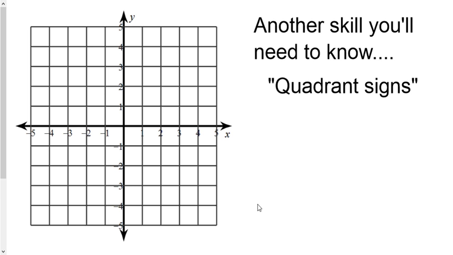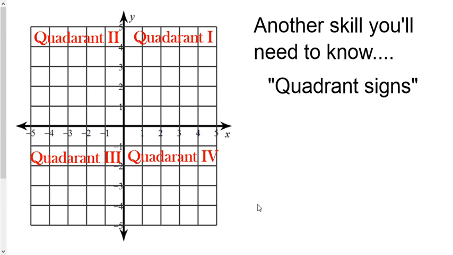Another skill that you need to know is about the quadrant signs. And just to review, this is quadrant 1, quadrant 2, quadrant 3, and quadrant 4. And so when we look at quadrant 1 here, I can see that from x is 0 all the way out here, these would all be positives. And then for the y values in quadrant 1, it would all be positives for the y values. And so any point in this quadrant would be positive, positive. Your x's would be positive and your y's would be positive.